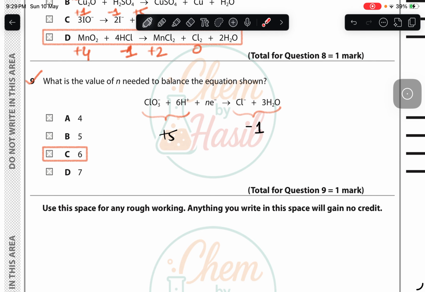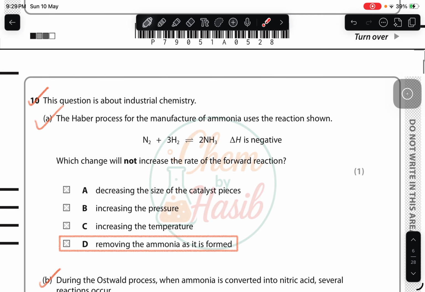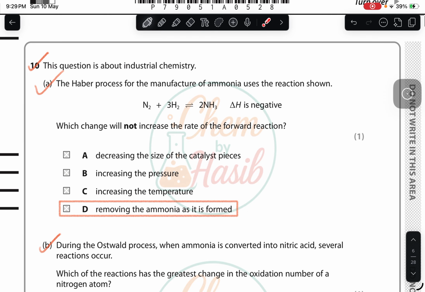Then we move to question number 10. It says, which change will not increase the rate of the forward reaction? Okay. If you decrease the size of the catalyst, decreasing the size of the catalyst means that you are increasing surface area, which would increase the rate of the reaction. Increasing pressure will increase the rate, increasing temperature will also increase the rate. But if you remove the ammonia, it doesn't increase the rate. This is not a factor that affects the rate of the reaction.